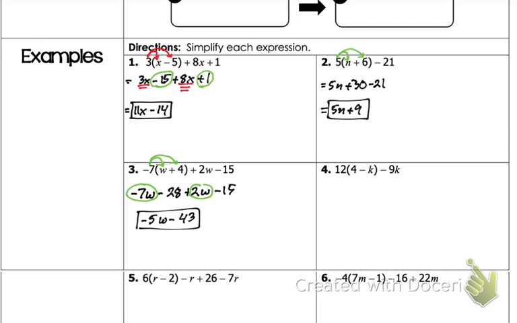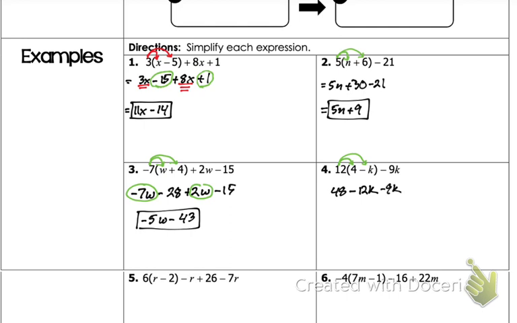Okay, our last one, I'm going to do it kind of quickly. We should have 12 times 4, which is 48. And remember, we have that negative sign in between, so we should have a negative 12k. Oh, that makes sense, because we don't switch the signs, right? Because I don't have a negative 12, I have a positive 12, so we carry down the negative. And then we have a minus 9k.